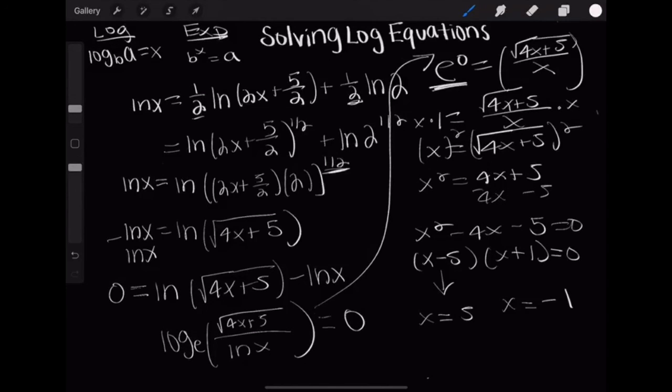And we know that the negative 1 is probably not going to work. As you can see, when you plug it in, you get a negative argument. So this becomes an extraneous solution, and you're left with 5. And once you look back at the original equation, you can see that once you plug in 5, you're going to get a positive argument. So this is your answer.